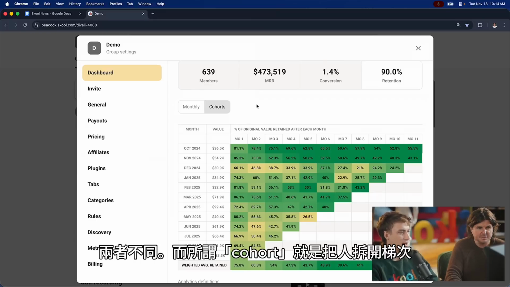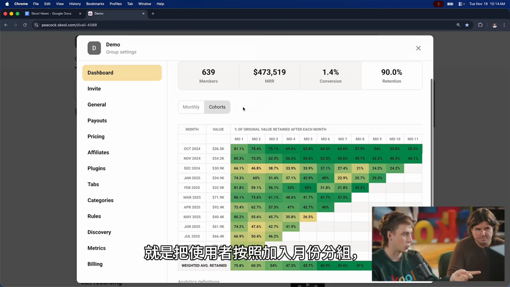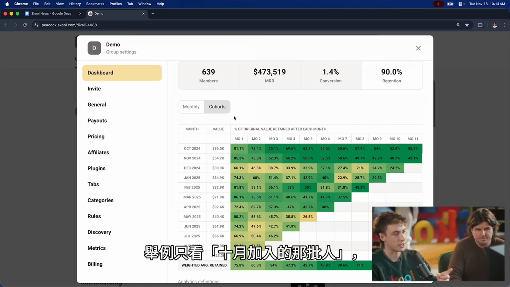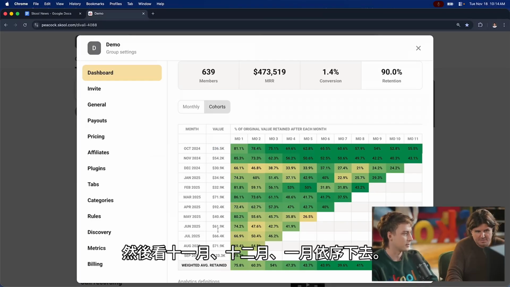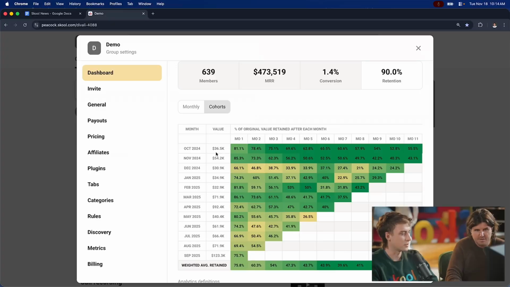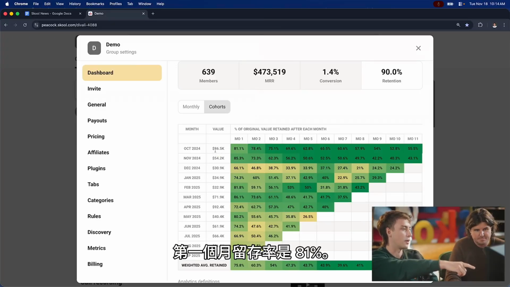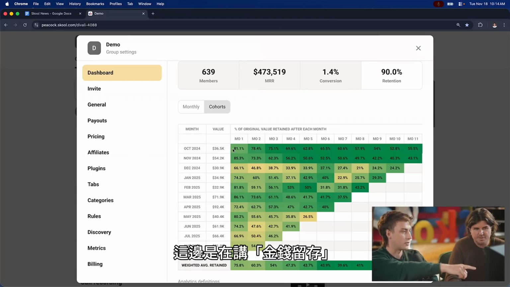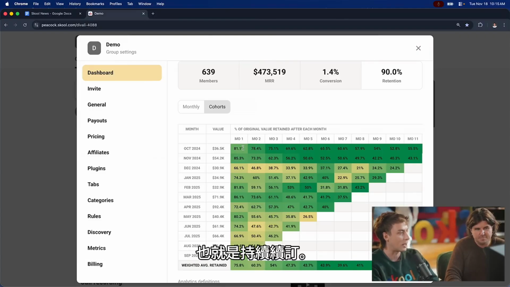So different things. And what cohorted means is you just split up, so you only look at the data for the people that joined in October, what percentage of them retained month over month, then November, December, January. You can see the size of the cohort here measured in dollars, and then how many of those dollars were retained over time. So that means the people that joined in October, 81% of them came back in month one, 78% of them came back in month two. This is dollars. 81% of the dollars that were generated in October will continue paying in the next month.